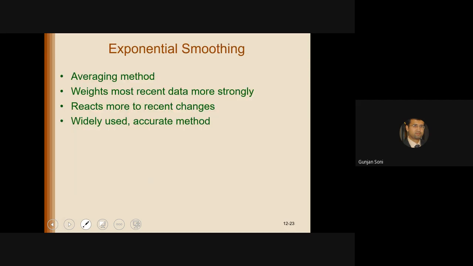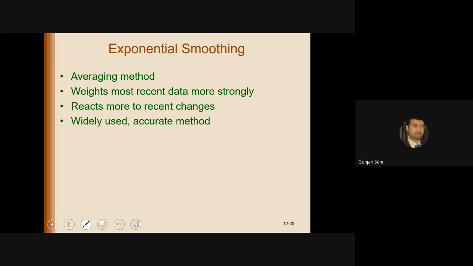Then you have exponential smoothing, which is considered to be the most common form of forecasting method. Weighted moving average and moving averages are not that much used, but exponential smoothing is considered to be the most superior among all these, because it follows the recent data more.